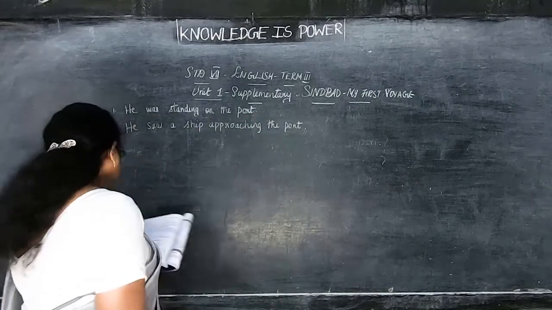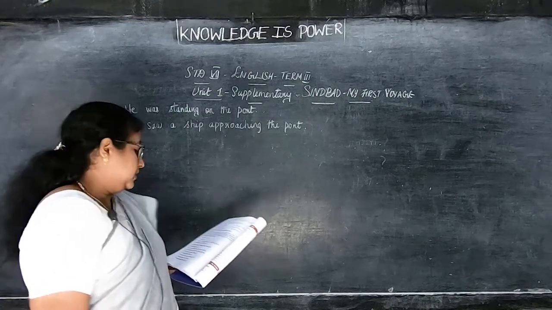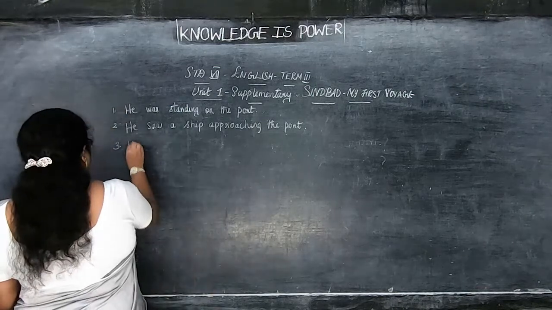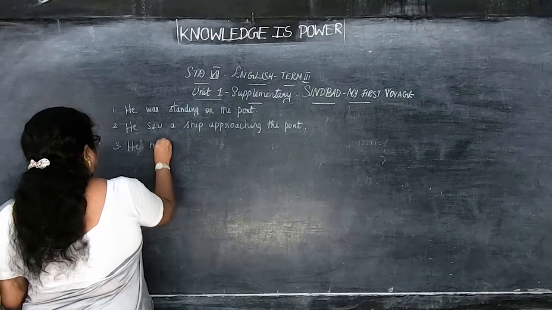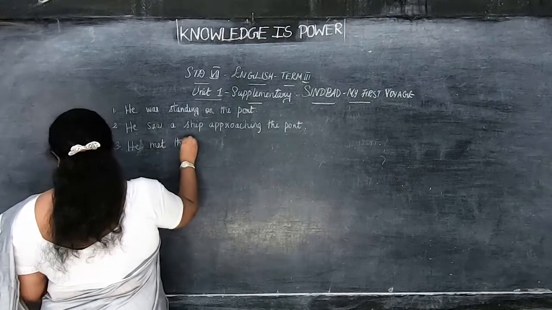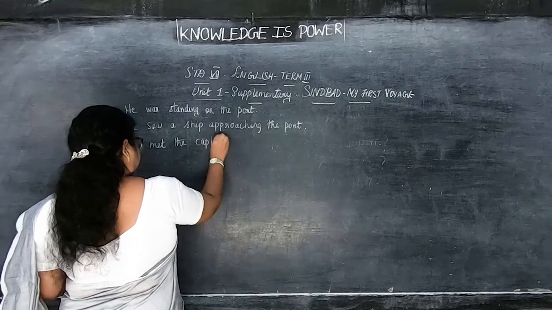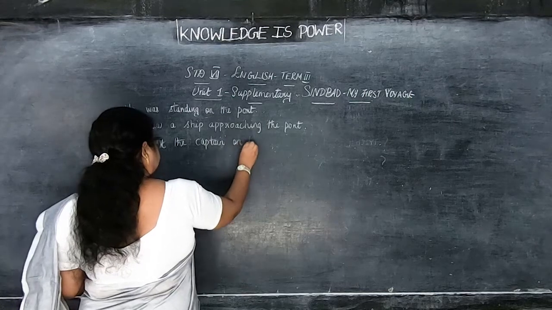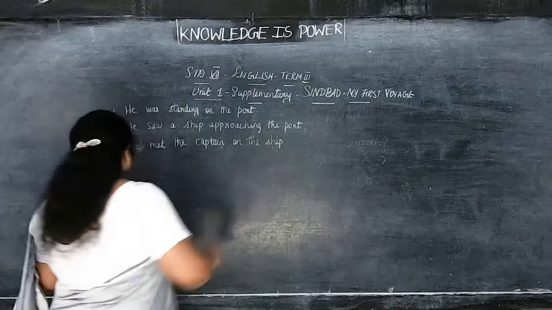Then third, whom did he meet on the ship and why was the person surprised? So whom did he meet, children? Yes, he met the captain of the ship. He met the captain on the ship.